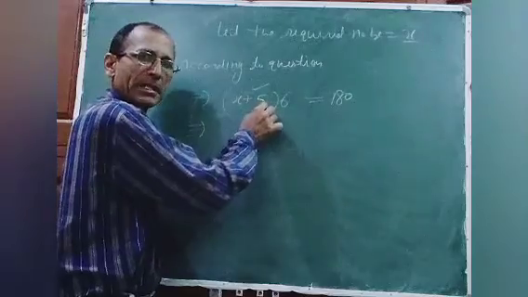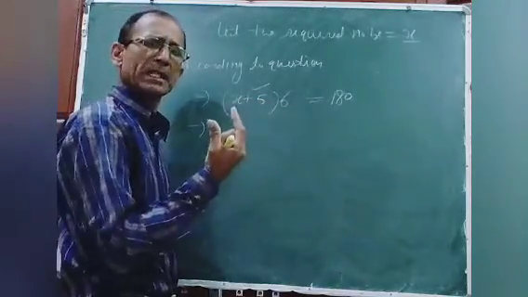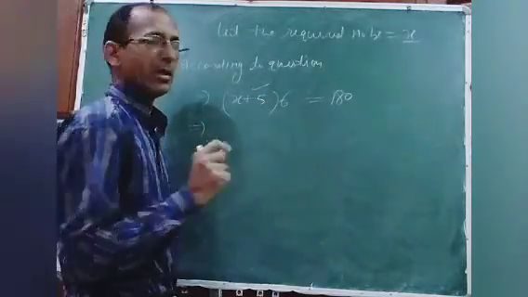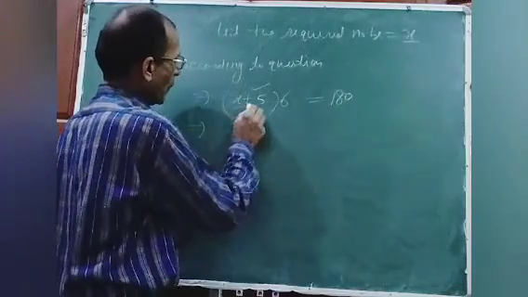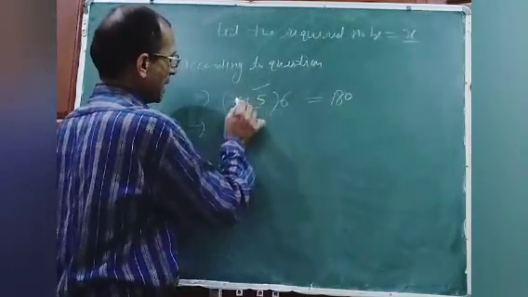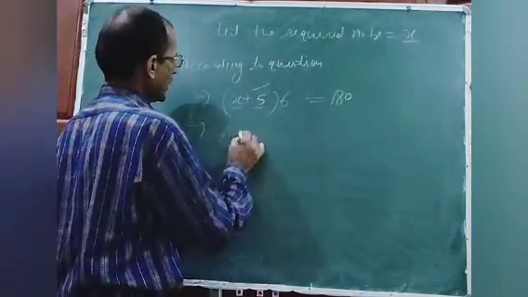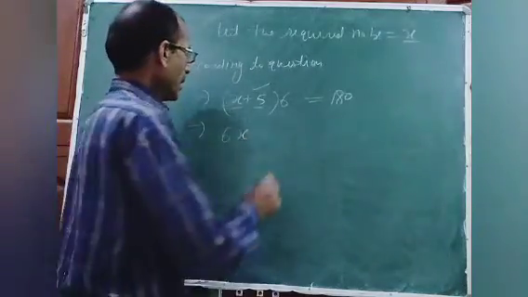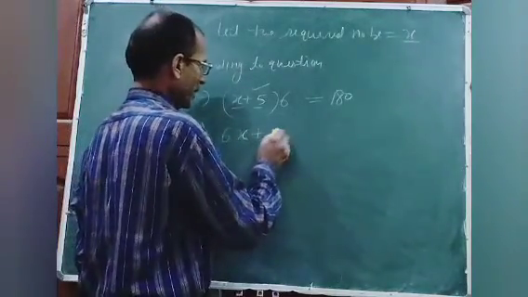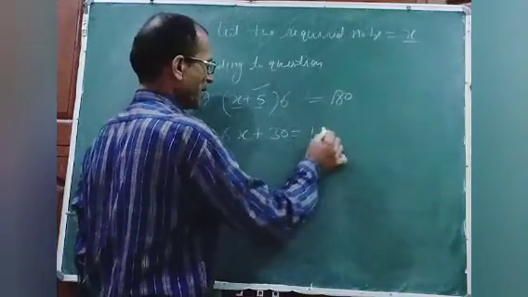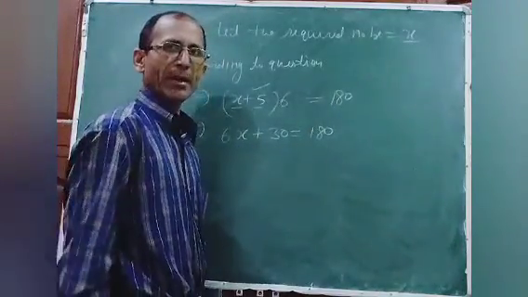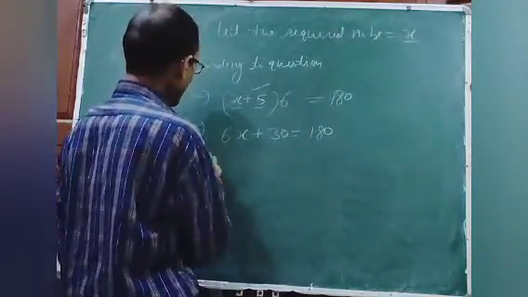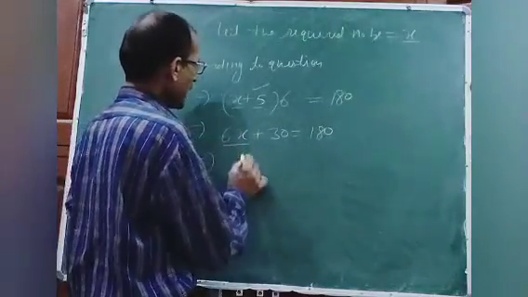Students make this mistake. They multiply only with one term. That is wrong. So multiply with this term too. Don't forget this one. First 6 multiplied with x, so 6x. 6 multiplied with 5 is 30, is equal to 180.